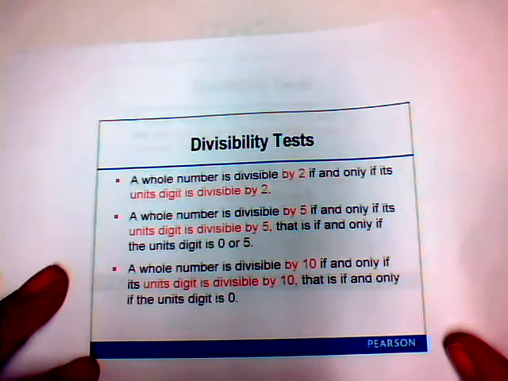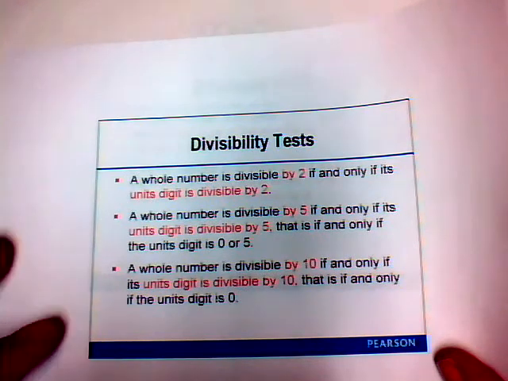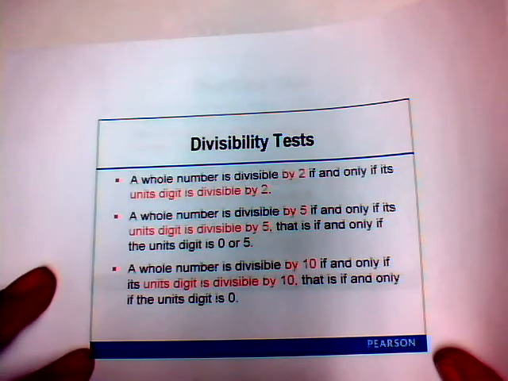So you look at the ones digit when you're dealing with a divisibility test for 2. For 5, a whole number is divisible by 5 if and only if its units digit, or the last digit, is divisible by 5. In other words, the last digit has to be a 0 or a 5.